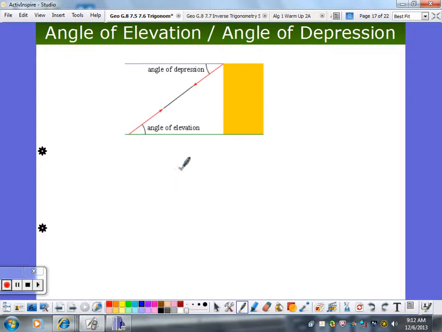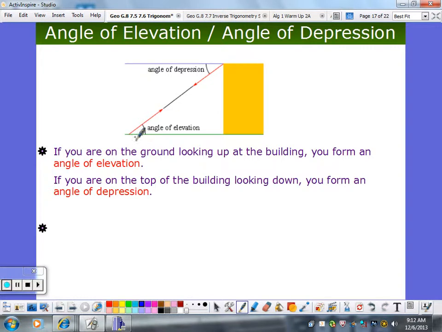So let's see what we got here. Angle of depression. Okay, so if you're on the ground and you're looking up at a building, so that's you, and that's your eyes. You're looking up, that's an angle of elevation. If you're at the top of a building, sorry, and you are looking down, that is the angle of depression. Start at the horizontal, I'll call that one alpha, and look down. And I'll call this one theta. Now, what can we say about alpha and theta?